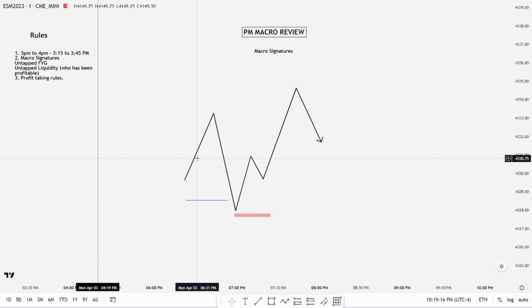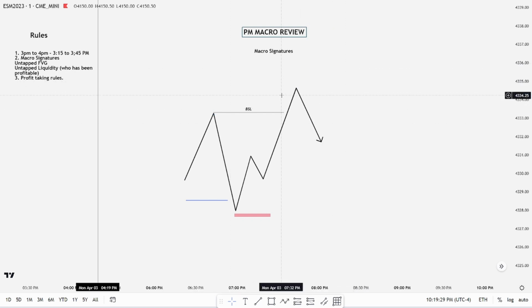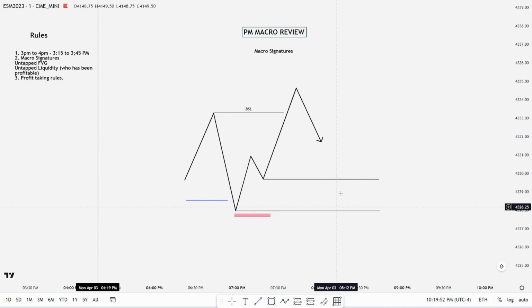Okay, for this example, we have the AM that made a high, lunch made the low, and then during the PM session we take out buy side liquidity right here. And for this example, we look again at who has been the most profitable throughout the day and what's been untapped. So at this current moment in time, the buy side was untapped, but we did run through it. So now we're going to be looking at sell stops. You can see two potential targets for sell side liquidity, one right here and another right here, as both your targets for sell side that you could take partials or as your full targets for drawing liquidity.